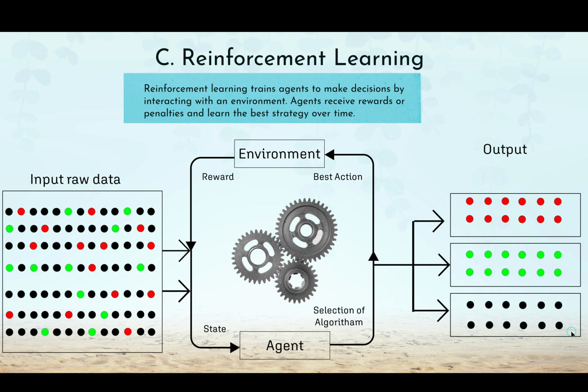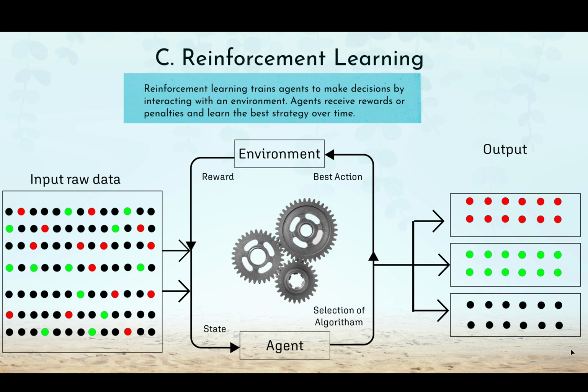C. Reinforcement learning. Reinforcement learning is a type of machine learning where agents learn to make decisions by interacting with their environment. The agent performs actions, receives feedback in the form of rewards or penalties, and adjusts its strategy to maximize the cumulative reward over time. Unlike supervised learning, where the correct outputs are provided, reinforcement learning allows the agent to explore different actions and learn from the consequences of its decisions.